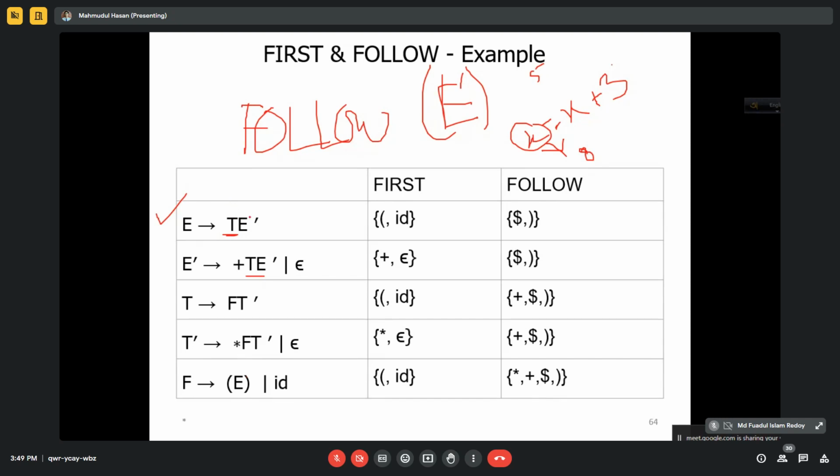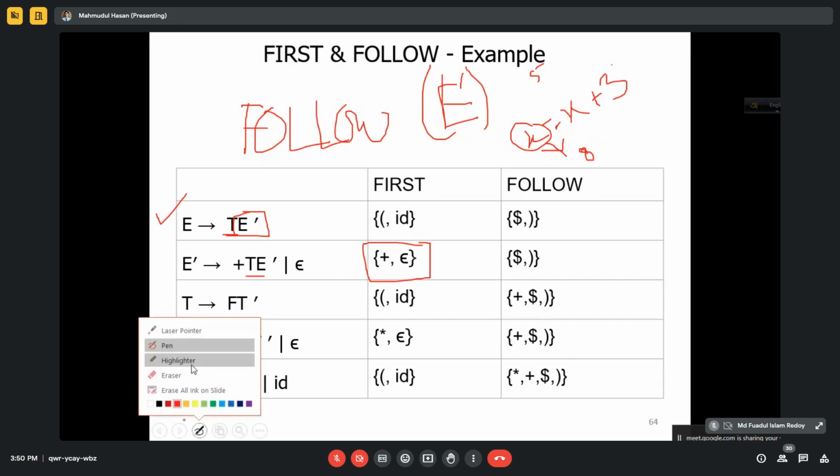So after T there is E dash. Is E dash terminal or non-terminal? Non-terminal. Yes, E dash is non-terminal, and a non-terminal cannot be a follow value. So now you need to find the first of E dash, and we already calculated that the first of E dash is plus and epsilon.